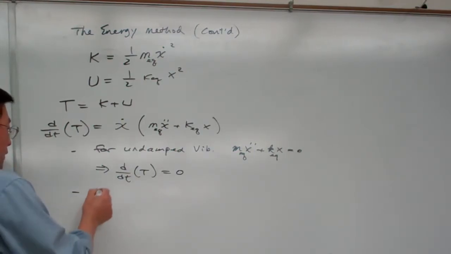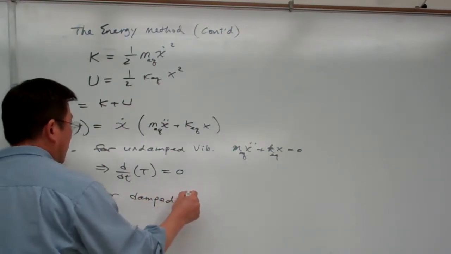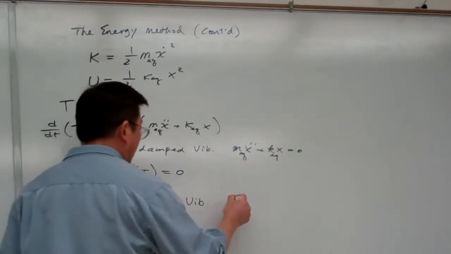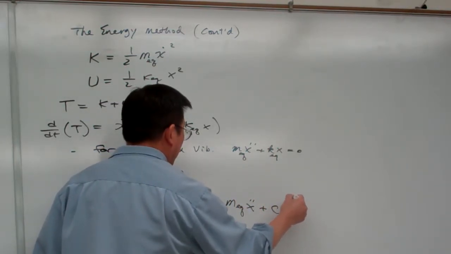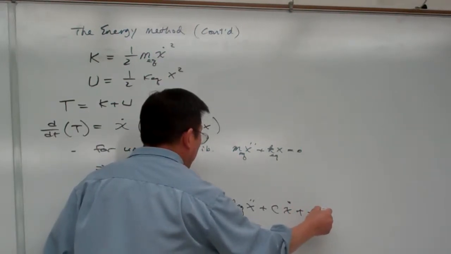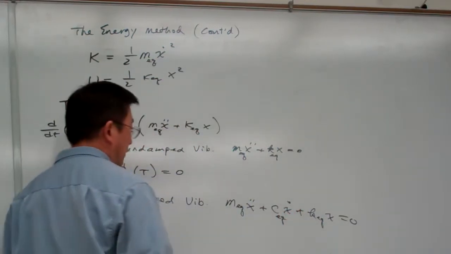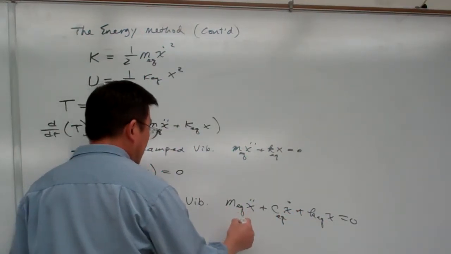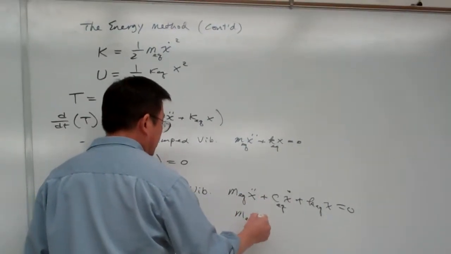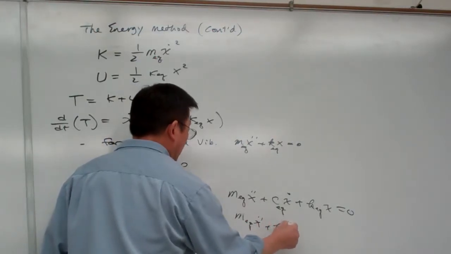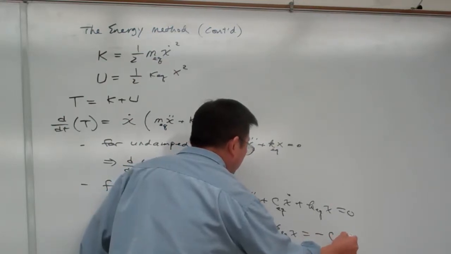And for the other scenario, damped vibrations, we have m_eq x double dot plus c x dot plus k_eq x equal to 0. Let me say this is c_eq as well. So from here you can see m_eq x double dot plus k_eq x will be equal to minus c_eq x dot.